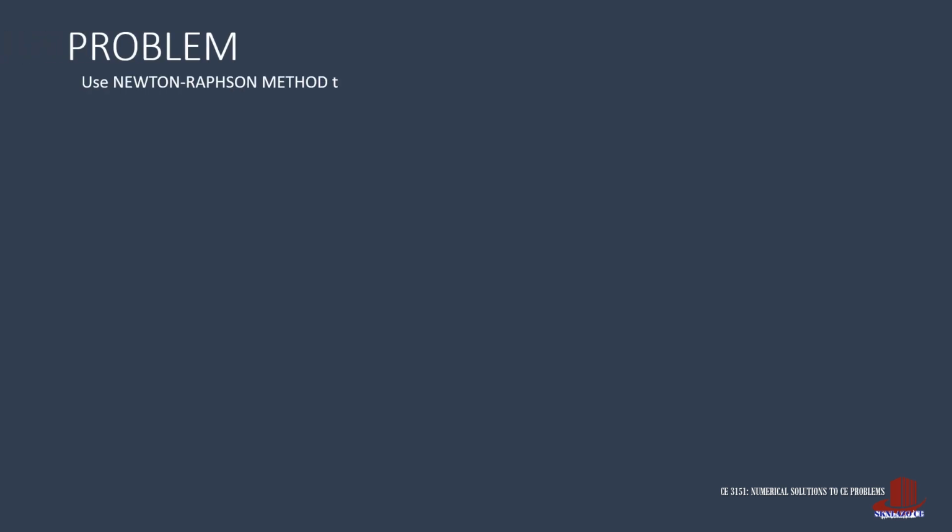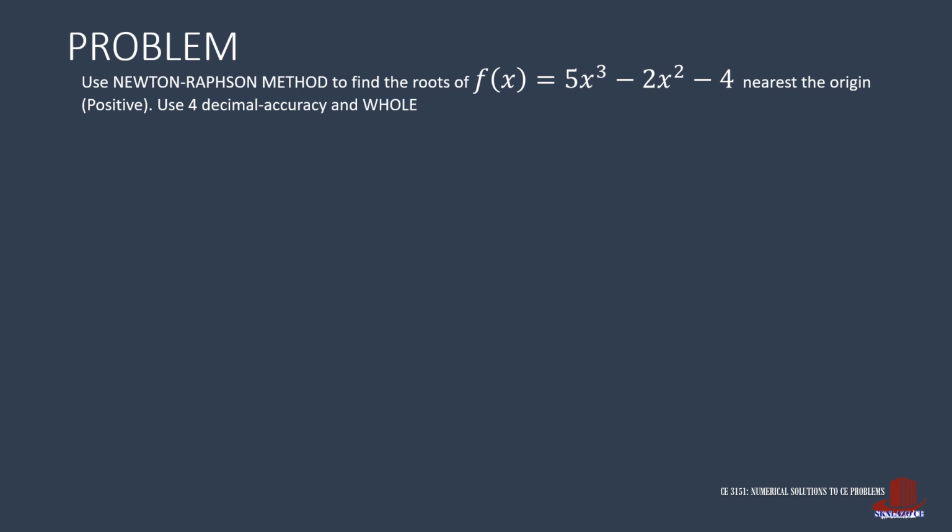The problem to illustrate the method is f of x as 5x cubed minus twice of x squared less 4. Take the root of this function nearest the origin, and the preferred roots are positive. The accuracy required is 4 decimal zeros, and the initial values should be whole numbers. First is to determine the initial values through assumptions. Looking for the root nearest the origin, we can start with 0.